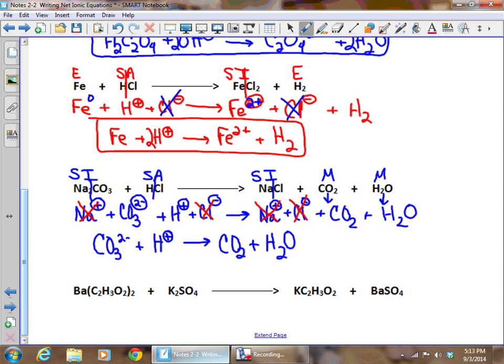We do not have balanced charges. We've got 0 on the right. We've got 2 negatives and a positive. And if you look at mass, we need 2 hydrogens anyway. So now by having 2 hydrogens, we have 2 positives and 2 negatives. And so we have 0 charge total on both sides. This is a balanced equation now.